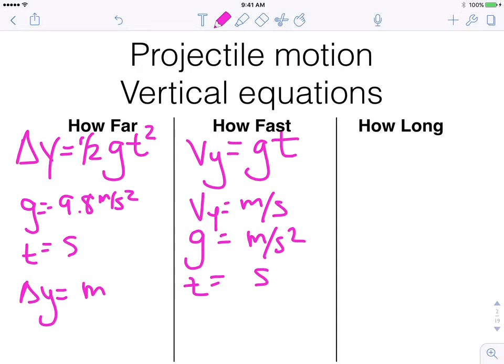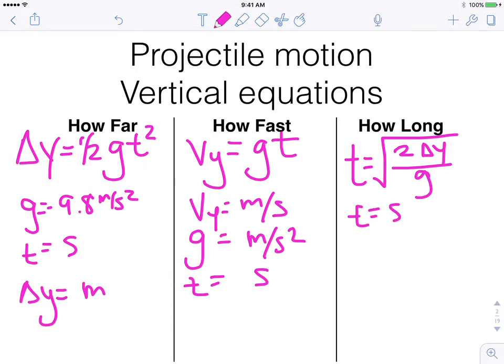How long is asking for the time. So this is the equation we typically use a majority of the time when we're solving for time in a projectile motion problem. Remember, time in the x and time in the y direction for projectile motion are the same. So you solve for time, whether it's in the y or in the x, you've solved it for both. So t is in seconds, delta y is in meters, g is meters per second squared. Sorry, don't forget that. All right.